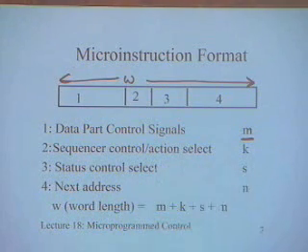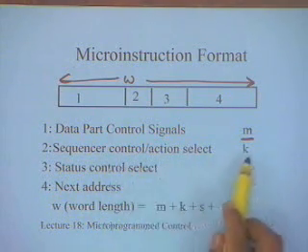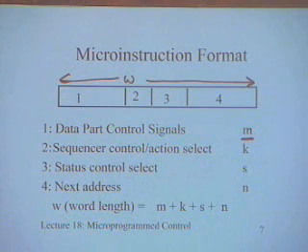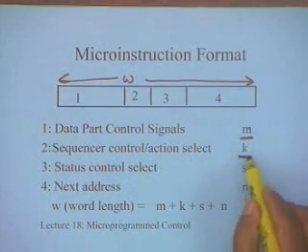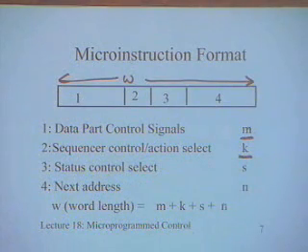Sequencer control: we require some bits for controlling the action of the sequencer itself. The sequencer also can be a very simple thing. It could simply be a counter, or it could be fairly complex, and one may need some bits to control it, and there are k bits to control the sequencer itself.